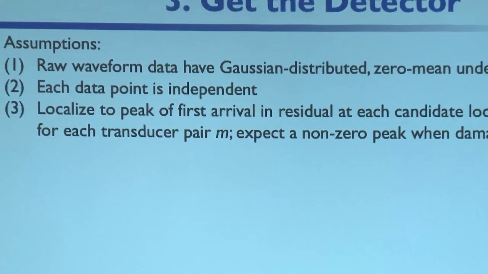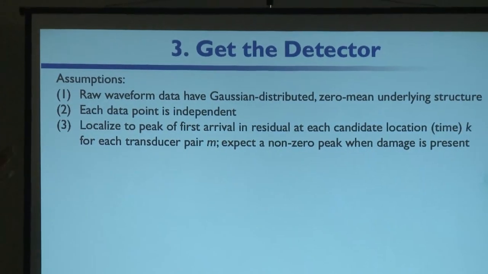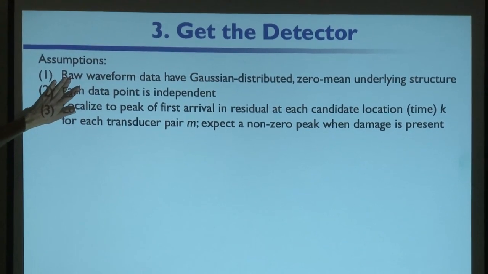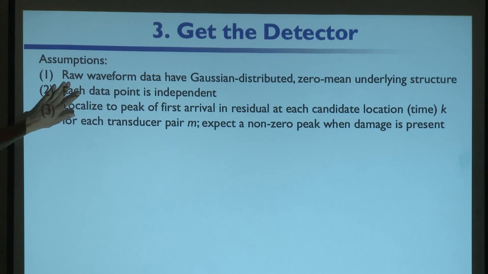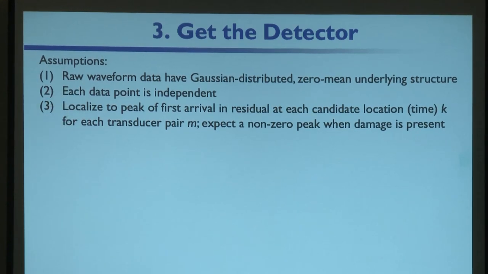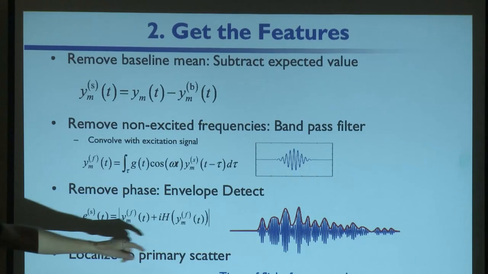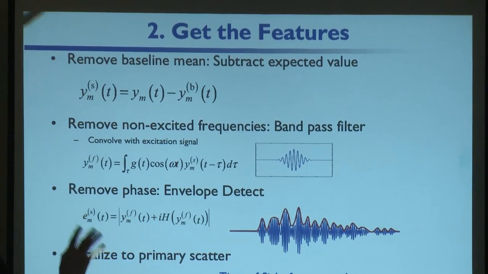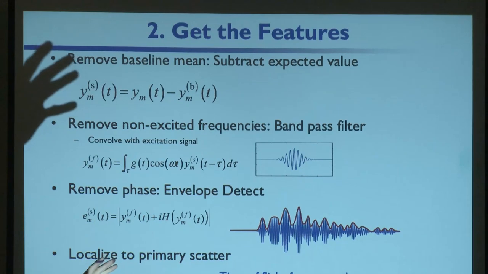So how did I get the detector? Here's the math. I made an assumption. You can always kill me based on assumptions, right? But we have to start with a model somewhere. So I assume that the underlying waveform, that blue waveform, which is what I measure with my piezos, has Gaussian noise sitting on top of it.